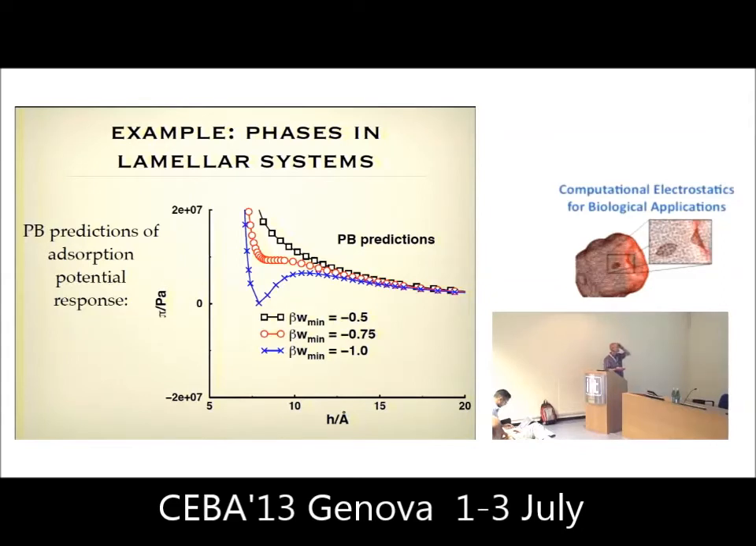Now, if we look at the Poisson-Boltzmann predictions of how the osmotic pressure varies with separation between the surfaces, you can have different kinds of behaviors depending on how you choose this non-electrostatic adsorption. When it is strong, the pressure drops down to zero, even a little bit below zero. This is weird for a Poisson-Boltzmann treatment, because normally you can't see attractive pressures without having something correlation-like. So that's just different choices of this.